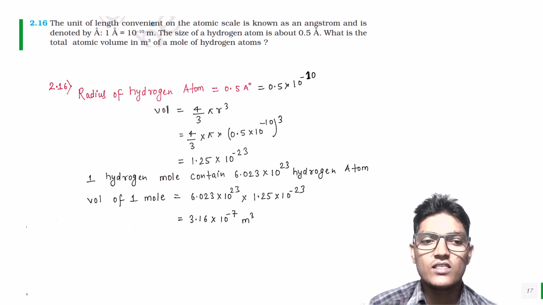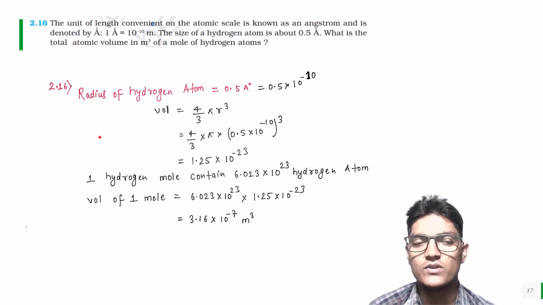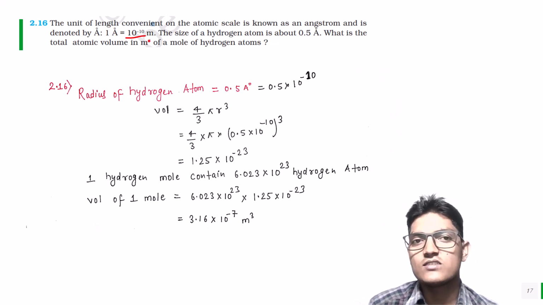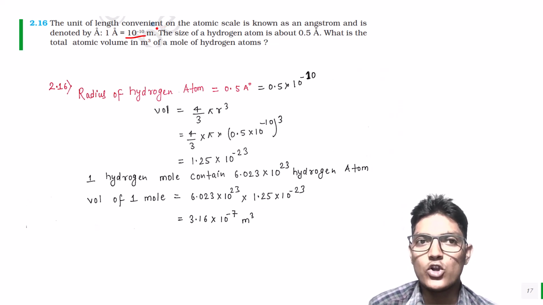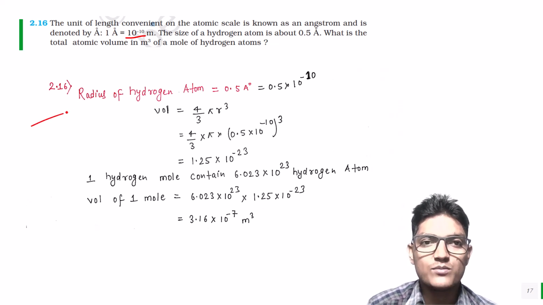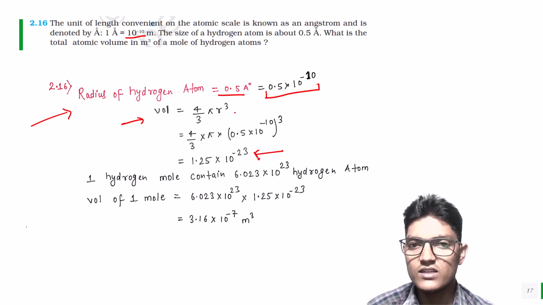नेक्स्ट क्वेश्चन है हमारा, the unit of length convenient on the atomic scale is known as an angstrom, जहां पर हमारा 1 angstrom है 10 to the power -10 meter. The size of a hydrogen atom is about 0.5 angstrom. What is the total atomic volume in meter cube of a mole of hydrogen atom? So जो रेडियस है हमारे हाइड्रोजन एटम का वो दिया हुआ है 0.5 angstrom is equal to 0.5 into 10 to the power -10. वॉल्यूम क्या हो जाएगा, 4/3 πr³ is equal to 1.25 into 10 to the power -31.